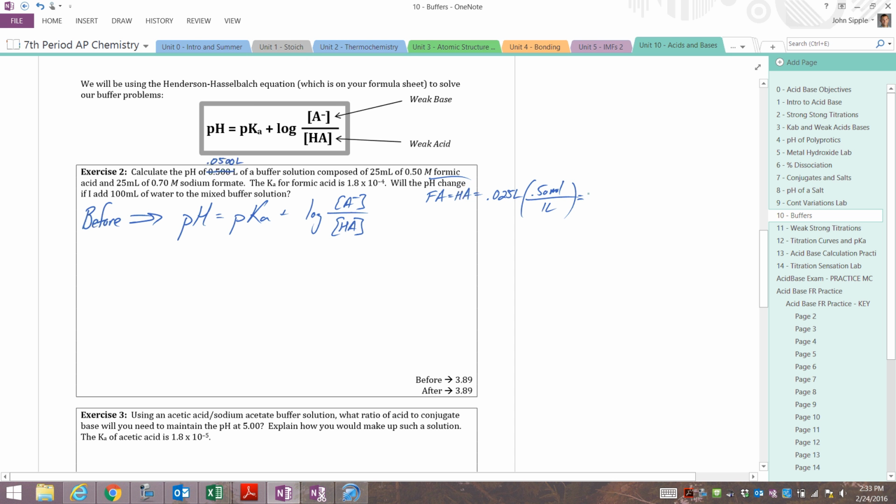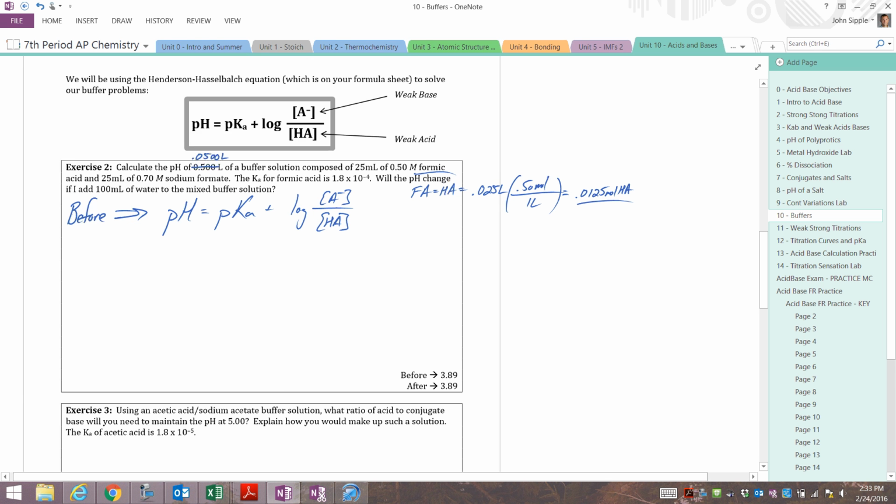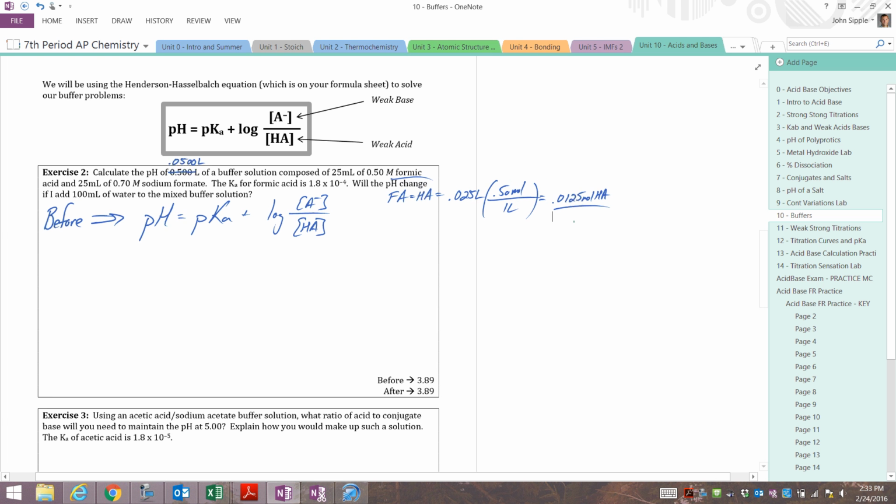So we've got, let me use my calculator, 0.0125 moles of our HA there. And we have to find the new concentration, so I'm going to divide that by our new volume, which is 0.05 liters. And what do we get there? 0.25 molar.